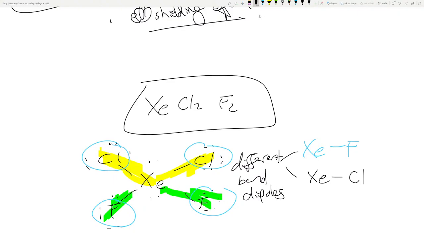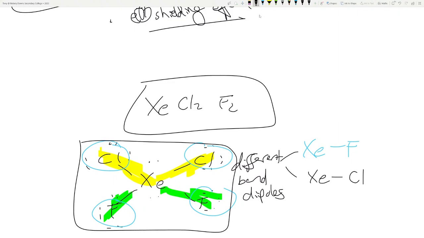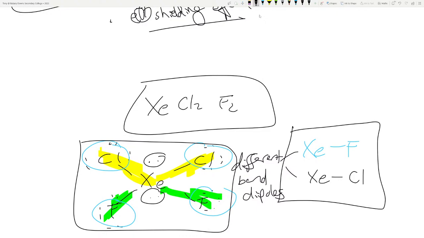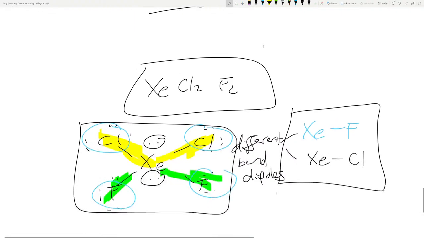Yes, this is a symmetrical shape. You can talk about the four bonding regions of electron density, but then you've got six altogether, four bonded, so this has a square planar shape, you repel each other as far as possible to minimize repulsion. But then you always need to talk about the dipole formation. There are two types of dipoles here, and they will not cancel each other out because the electronegativity is not the same.